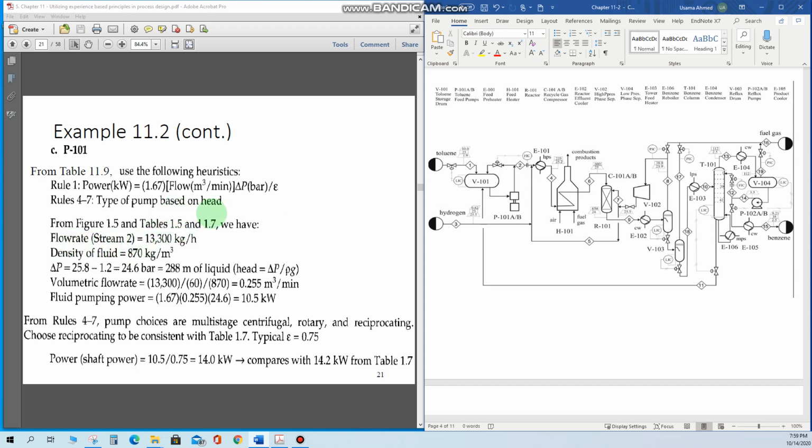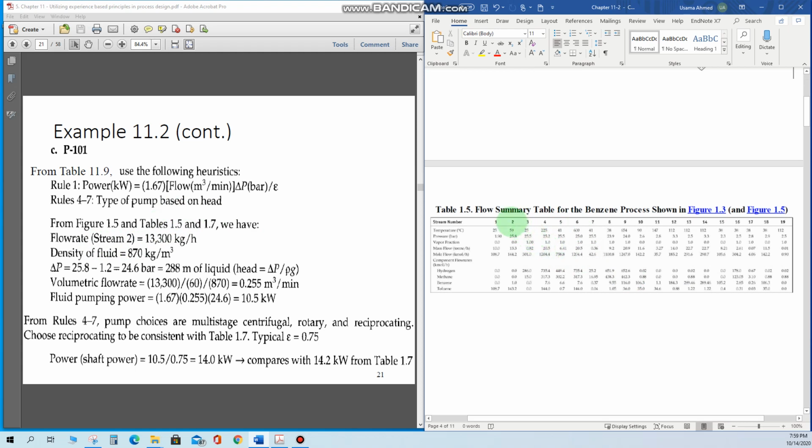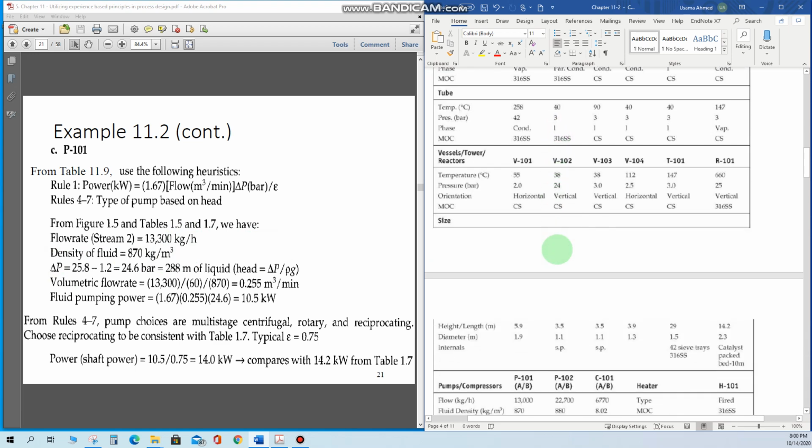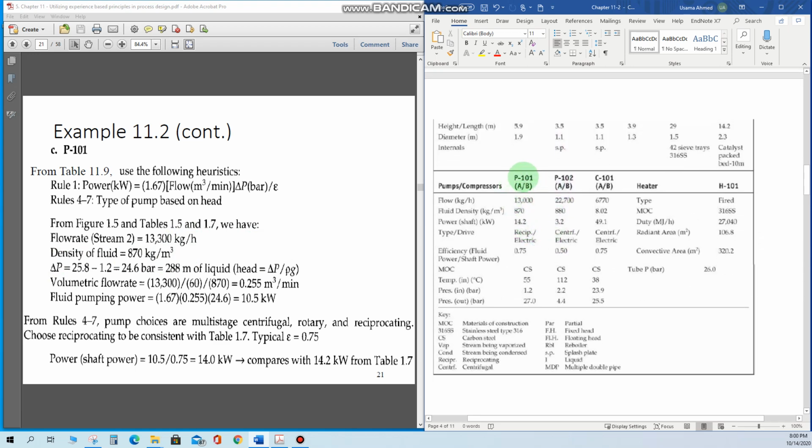You can go back to table 1.5. From here you can see the flow rate of the stream in tons per hour, so you can convert this into kg per hour. That will be equal to 13,300 kg per hour. Similarly, the density of the fluid is given in table 1.7. You go down to pump 101 and you would see the density of the fluid is 870 kg per meter cube. Now we have to estimate the change in pressure, which is the outlet pressure minus the inlet pressure.